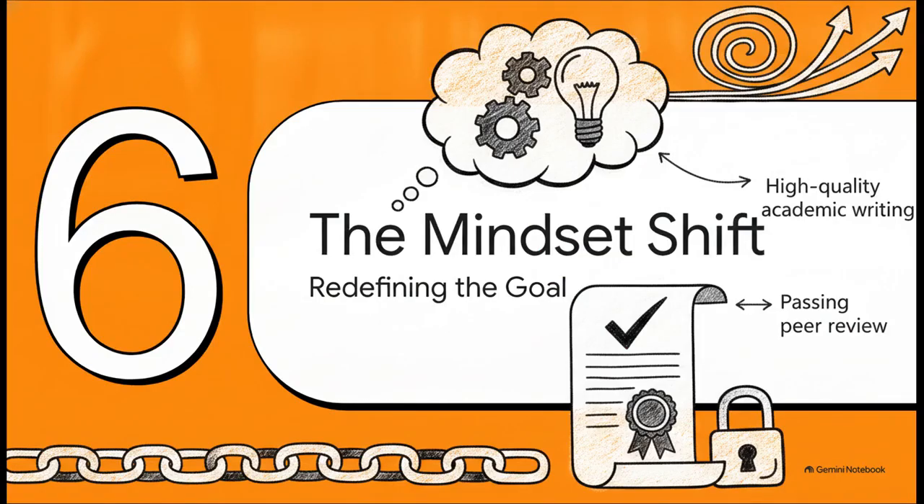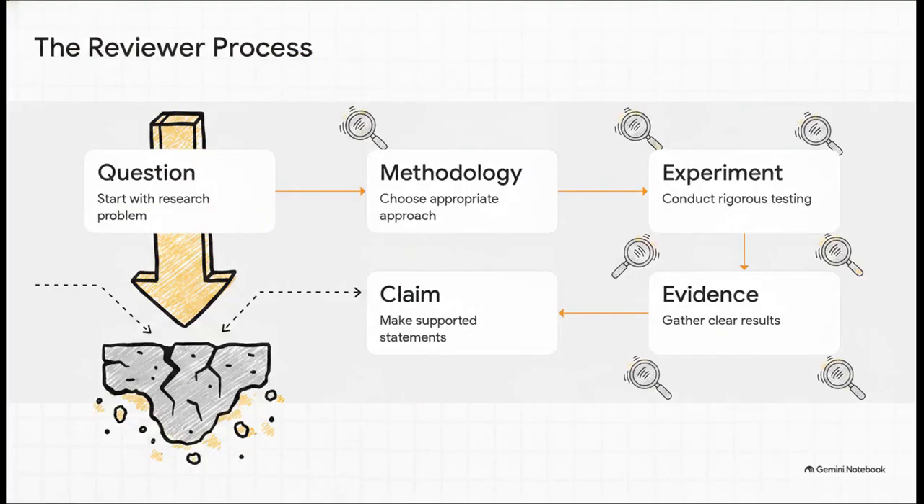Finally, Section 6, the mindset shift, redefining the goal. Let's permanently lock in this logic chain we've been building up. If we actually trace the reviewer's process backwards, it makes total sense. They start with your final claim. Then, they check if it's supported by the evidence. They check if the evidence came from a rigorous experiment. They check if the experiment used the correct methodology. And finally, they check if that methodology actually answers the initial research question.